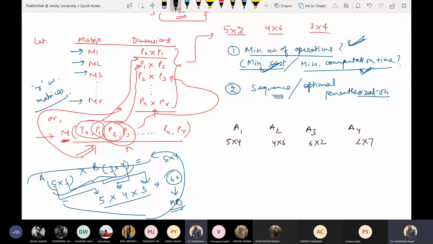It doesn't mean that you are going to multiply A1 with A3, or A2 with A4. No, it is not like that. If you are understanding it that way, you have misunderstood, because you cannot multiply A1 with A3: this is 5 into 4, and this is 6 into 2, so these two cannot be multiplied. I am talking about the sequence, in what order they are going to be multiplied.